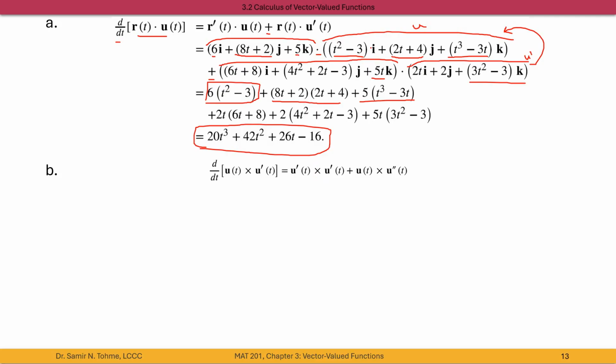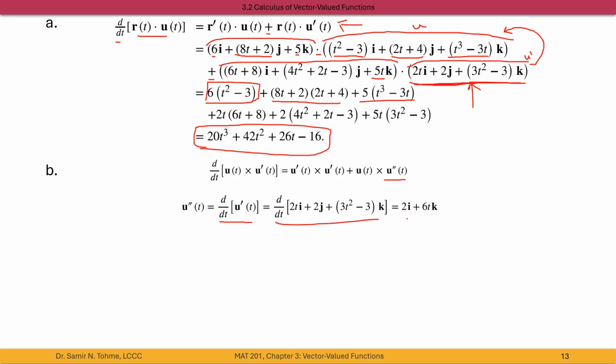Okay, again, we use the same formula we used for this one, this u prime v plus v prime u, and let's find the derivative, the double derivative, u double prime. U double prime is the derivative of u prime, which means that we already did the derivative of u prime. This is it. This is u prime. We're gonna do the derivative also for this one to get u double prime. And the double derivative of u is equal to 2i plus 6t.